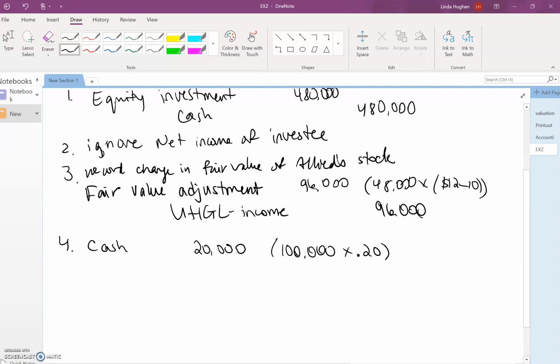Now, the other side of this entry depends on the accounting treatment. Under the fair value method, remember we record this as dividend revenue. If this had been the equity method, we would decrease the value of our equity investment, but under the fair value method, we record the dividend revenue.